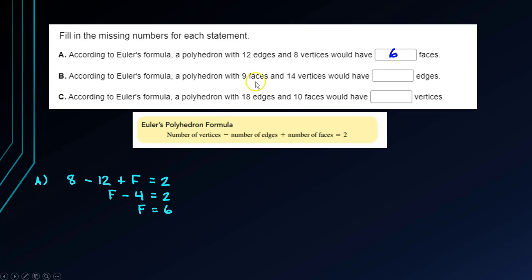For B, I'm told it has 9 faces and 14 vertices. So the number of vertices is 14, minus the number of edges, which I don't know, plus 9 faces. That should equal 2, which means that 23 minus E should equal 2. And that means that E would have to be 21. So if a polyhedron has 9 faces and 14 vertices, it would have 21 edges.